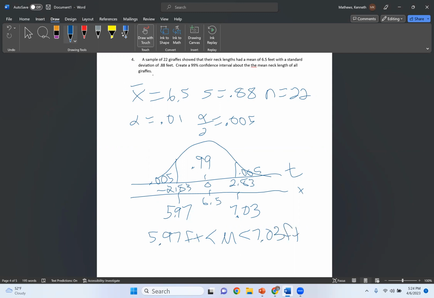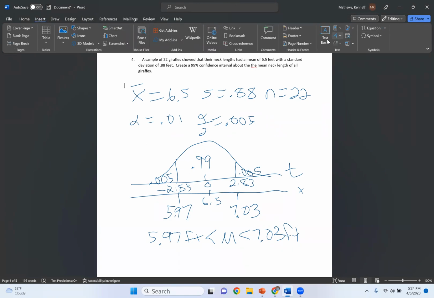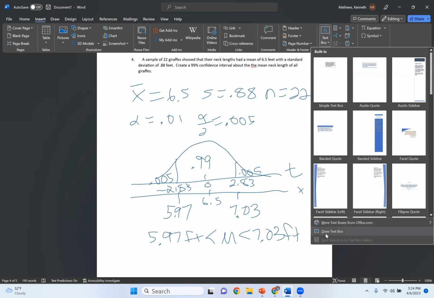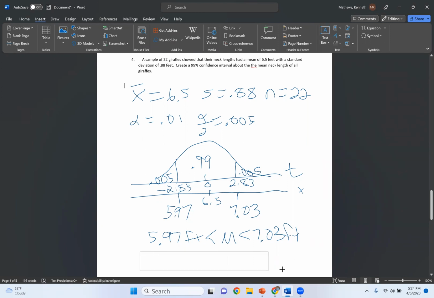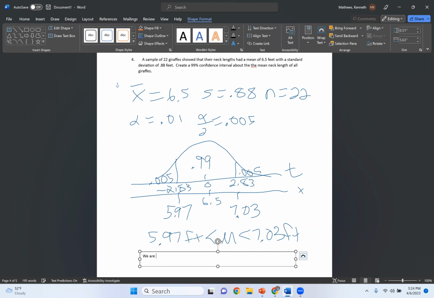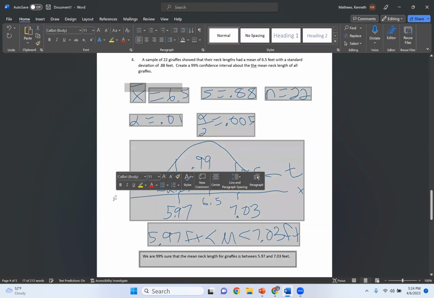So what's our interpretation? We'll insert a text box. We are 99% sure that the mean neck length for giraffes is between 5.97 and 7.03 feet. Perfect. Okay, let's get to the last one.